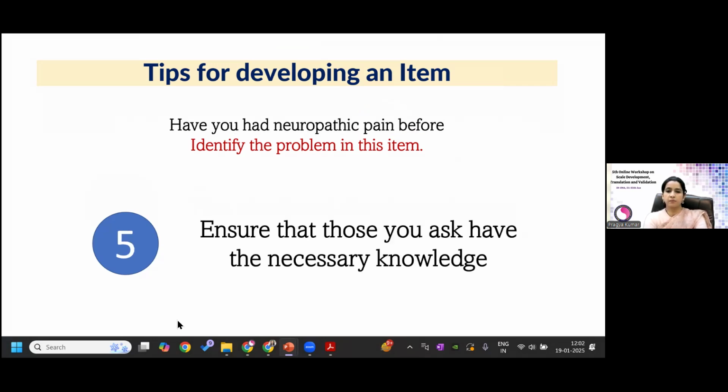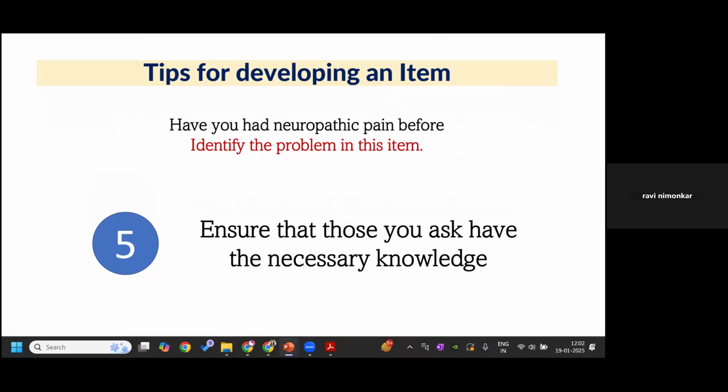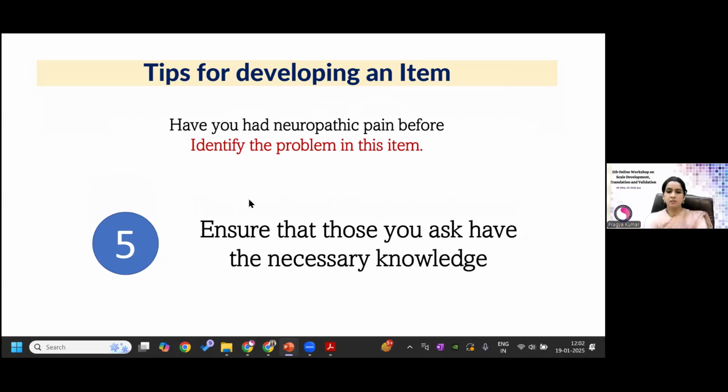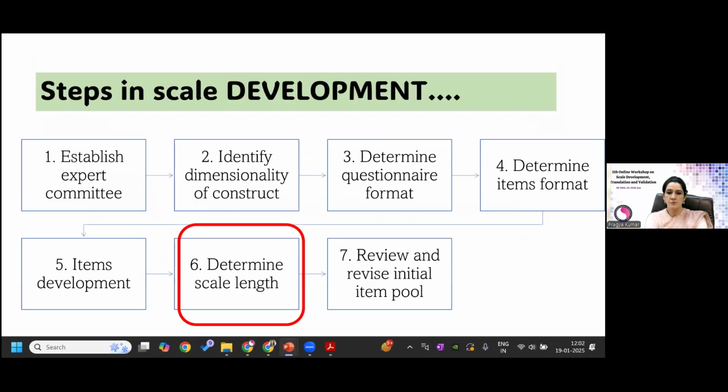Again, this question, have you had neuropathic pain before? What is the problem? Neuropathic. Yeah, very true, because neuropathic is a specific term which participants may not be able to understand. So you should not be having such words. So this was regarding the item development.